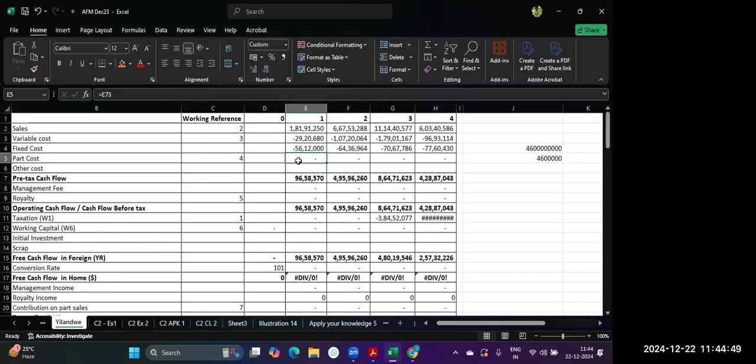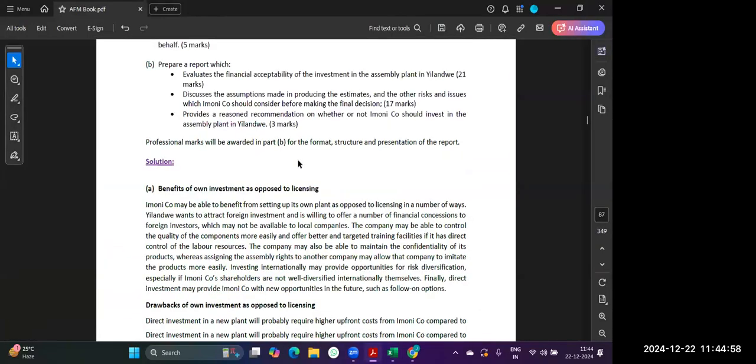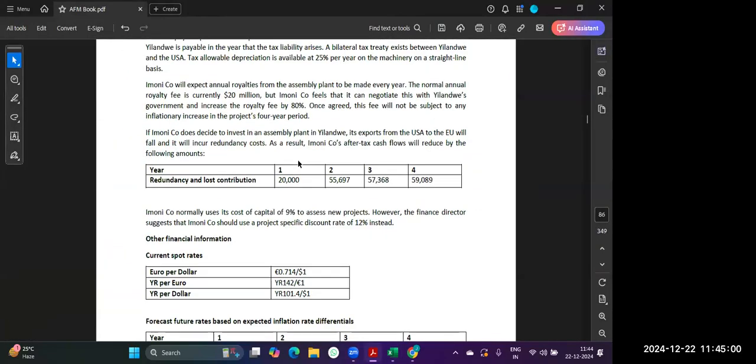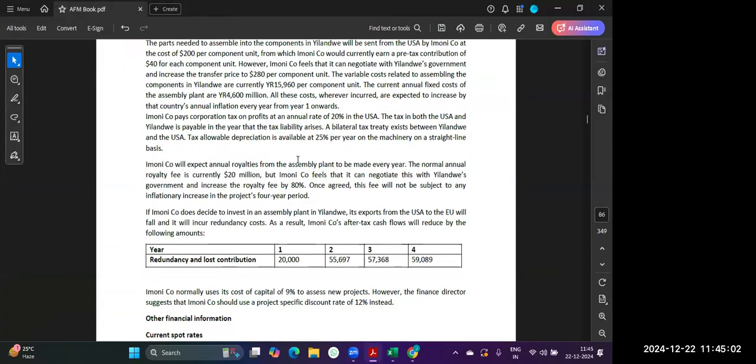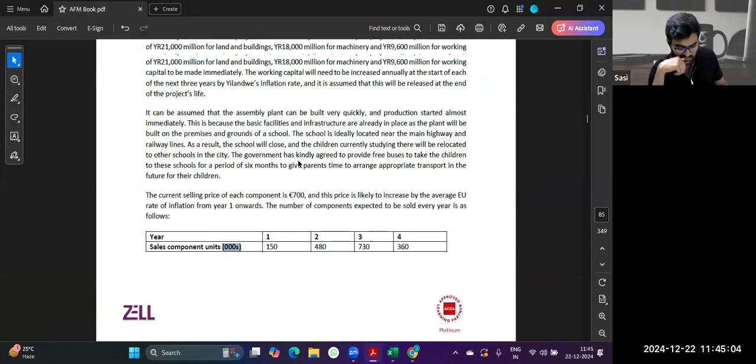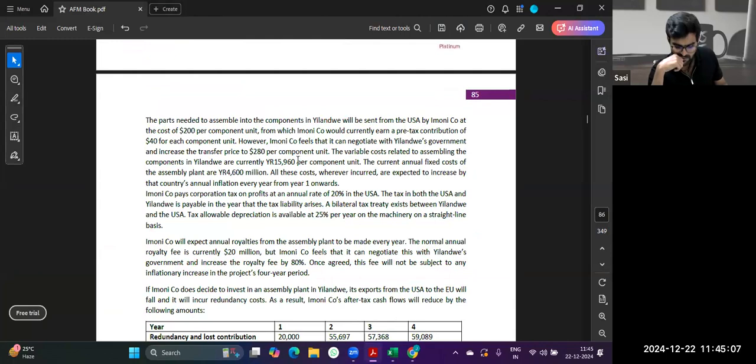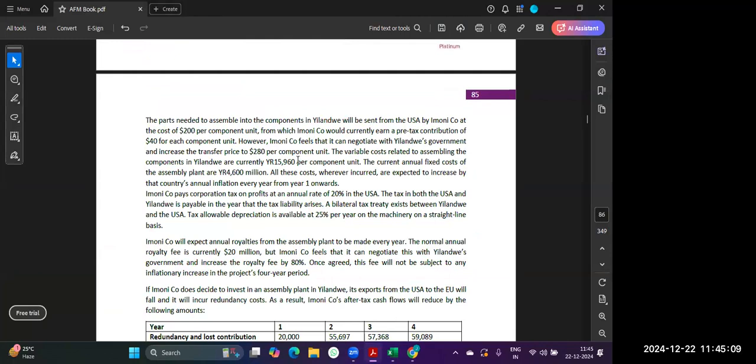Depreciation. Can you see something as a part cost? There's a part cost also, right? Where is the part cost information given to you? In which line? The part needs to be assembled.